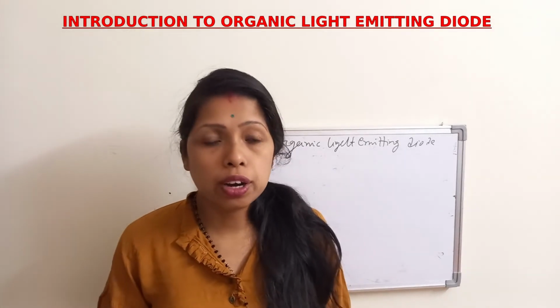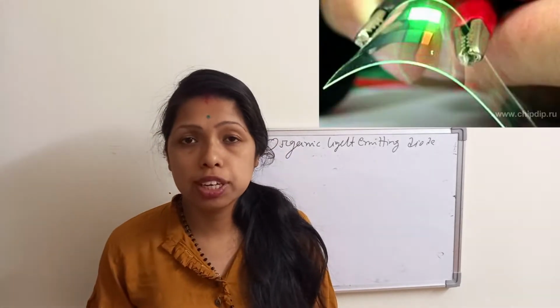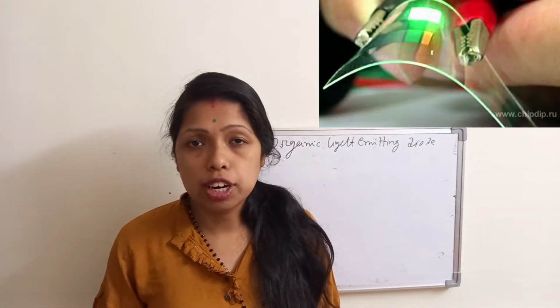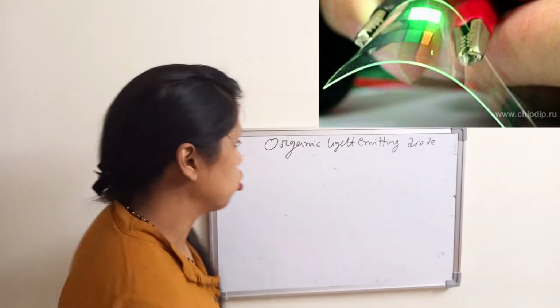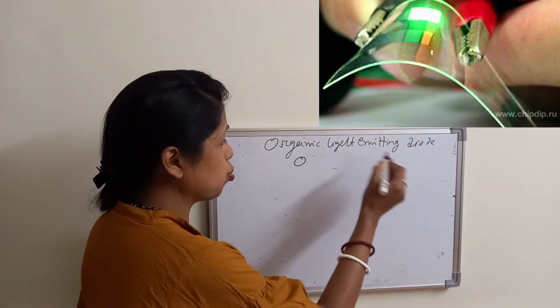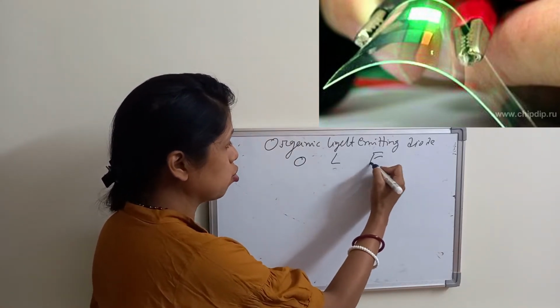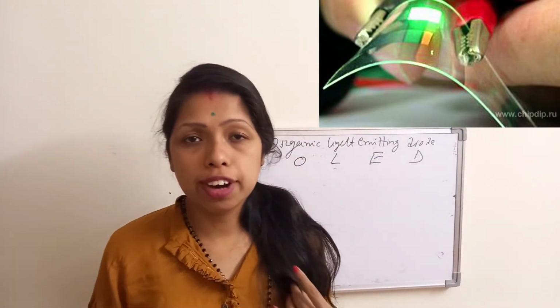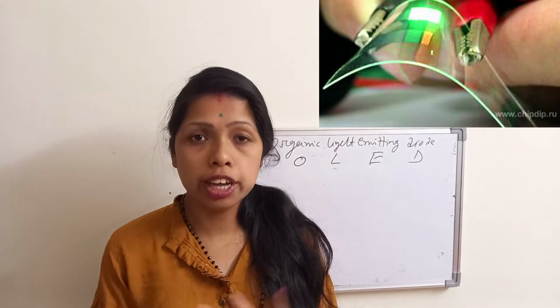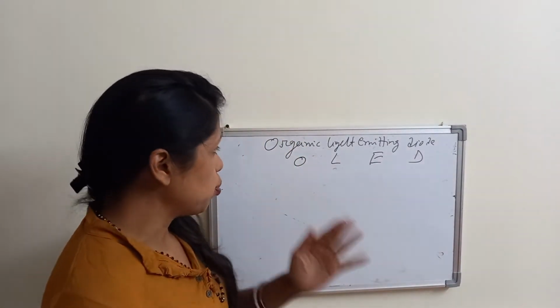So now I am going to discuss one popular device which can be designed by organic semiconductor, right? The name of the device is the organic light emitting diode. The short form of the device is OLED. Okay. So organic light emitting diode. This is one of the most common devices in the organic optoelectronic area, right?